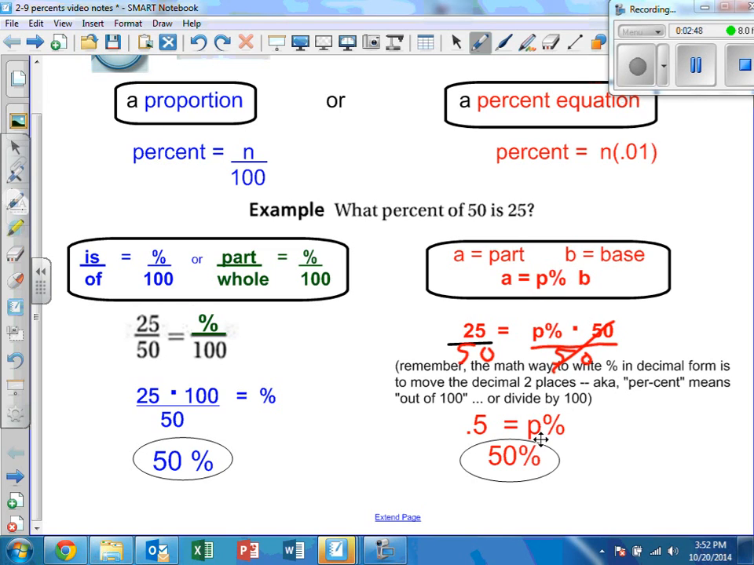But in order to write percent in math, we're using a decimal. In order to get the actual answer to what percent, it's not 0.5%. You move that decimal two places to the right, putting the new decimal here, putting a 0 in for a placeholder, and your answer is actually 50%.